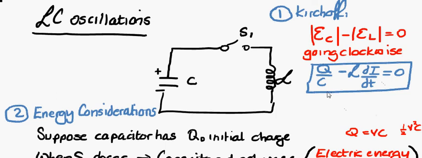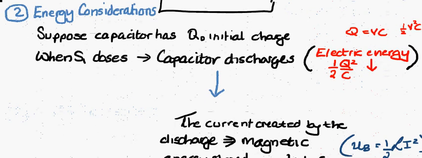Then we can build on the notes we had regarding energy considerations. So to begin with, our capacitor has all the charge, and when we close the switch it discharges, so we know that our electric energy is ½ Q squared over C, and this current is created by this discharge. Then we end up making a magnetic field in our inductor because the current is changing with time, and as a result our magnetic energy becomes stored in our inductor and is given by this expression here.